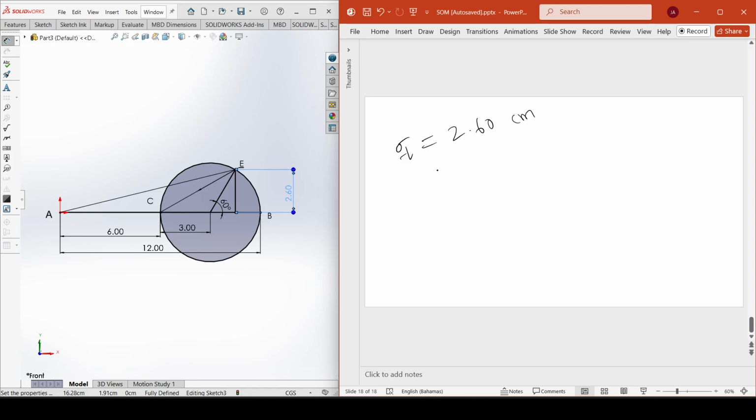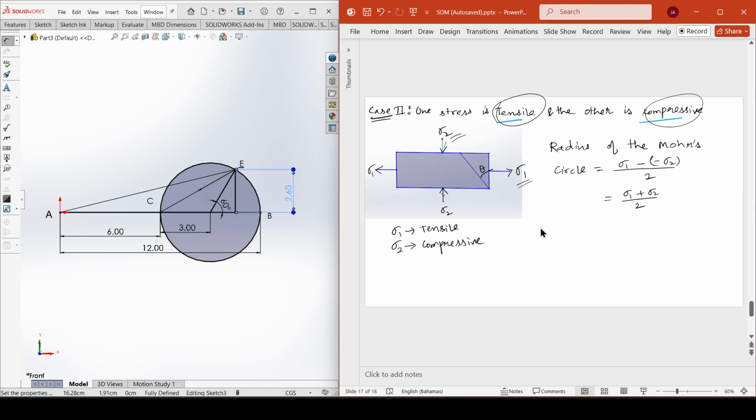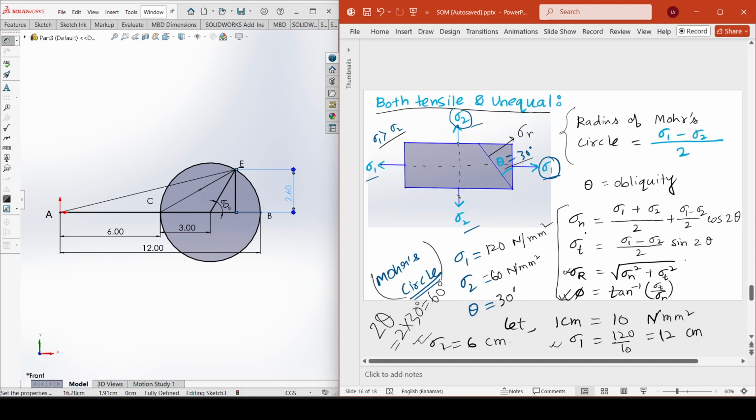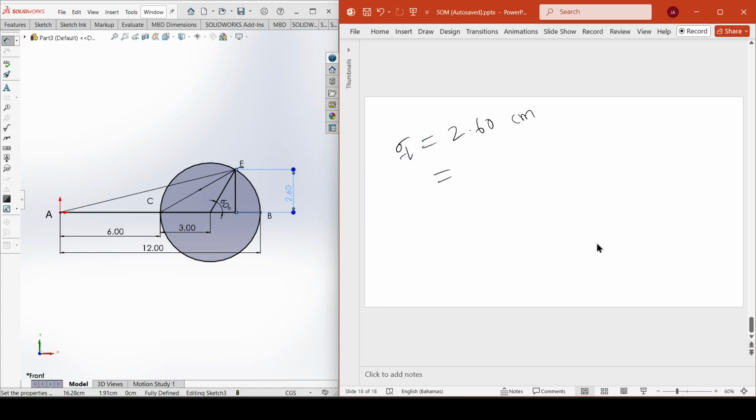It is in centimeter. So I have assumed a relation that 1 centimeter is equal to 10 Newton per millimeter square, right? 10 Newton per millimeter square. So in this case, my result is 2.60 into 1 centimeter equal to 10 Newton per millimeter square. So my result is going to be this. Okay, sigma t is going to be this amount of Newton per millimeter square.